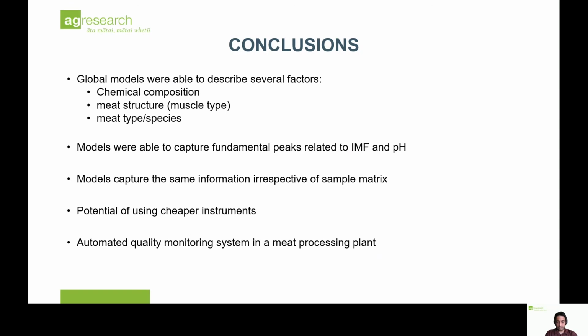Finally, in the digital era, as I also mentioned initially during the presentation, these kinds of models can be part of an automatic quality monitoring system in a meat processing plant, where they want to predict intermuscular fat and pH across different red meat species and across different muscle types.